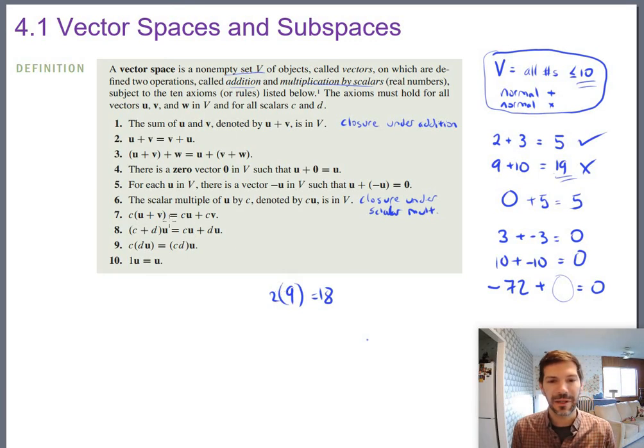7 says scalar multiplication distributes. 8 says that vector multiplication distributes. In other words, multiplying a vector by 2 scalars distributes. 9 says scalar multiplication is associative. And 10 says that when you multiply by the scalar 1, you still get the same thing back that you started with. All the rest of those would have worked for my set, by the way. So there's only a couple that failed, but as soon as one of them fails, they all fail.